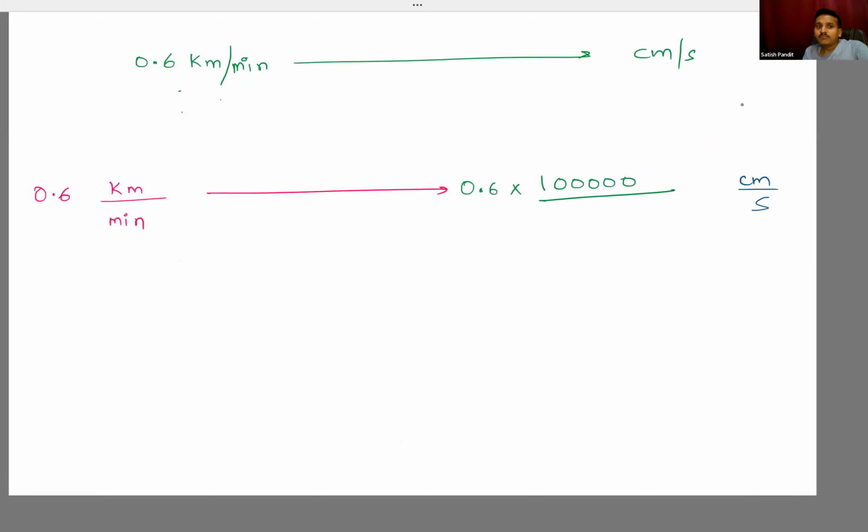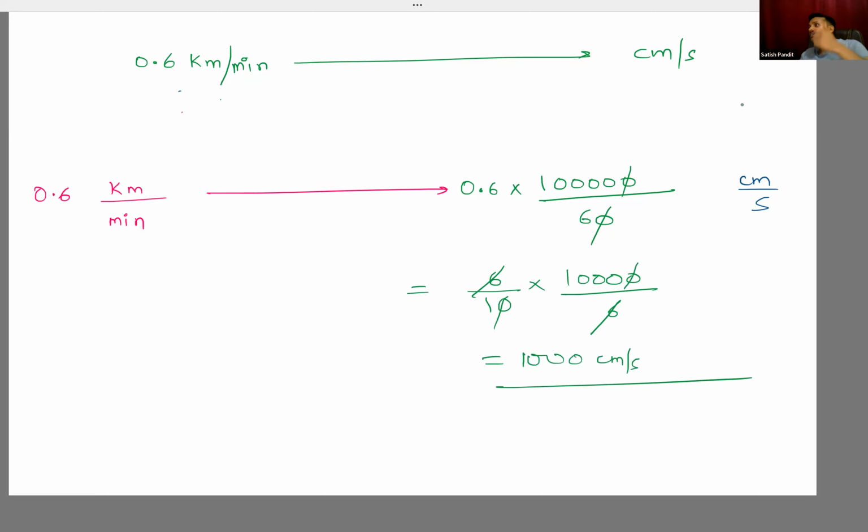Divided by minute to seconds. 1 minute is 60 seconds, correct? Now see, 10 gets cancelled. 0.6 means 6 by 10, because 1 decimal, so I put 10 in the denominator. Into 1 and 4 zeros, because 1 zero got cancelled, and by 6. 6 gets cancelled and 1 zero gets cancelled. So the answer is 1000 centimeter per second. Clear or not clear, everyone?